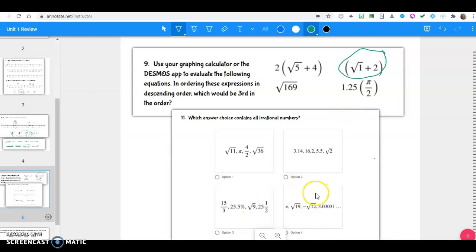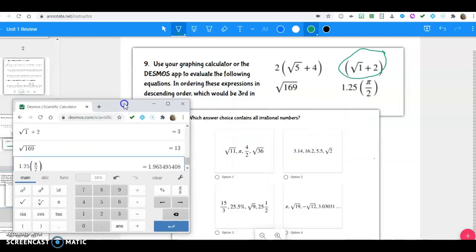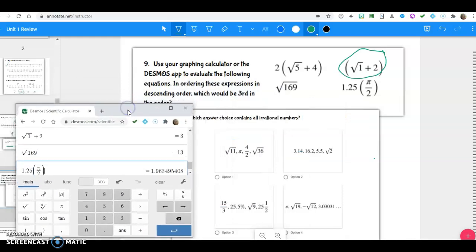Taking a look here, you could use your calculator, but you really don't need it. So we're looking for which answer choice contains all irrational numbers. So we're looking for those irrational numbers, numbers that cannot be written as a fraction, that can sometimes not even really make sense to us. In our first answer choice, I can eliminate this off the top. The square root of 36 is 6. So this has a rational number. 4 divided by 2, 2 has a rational number.